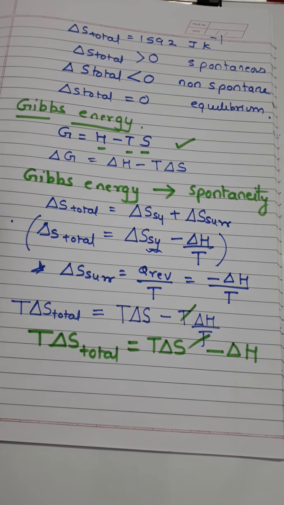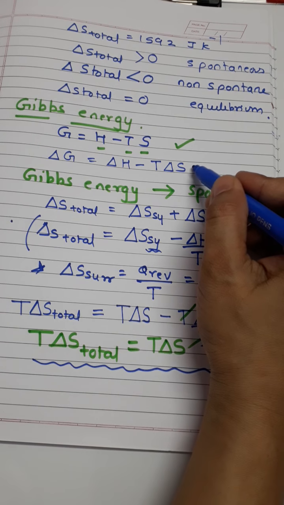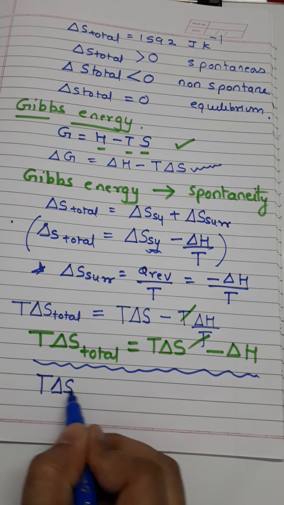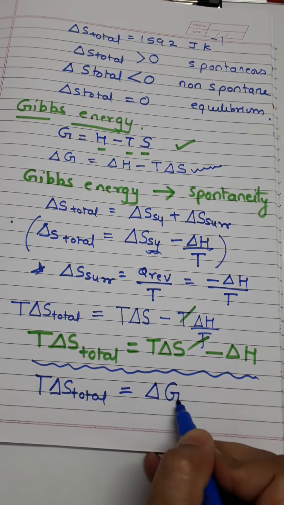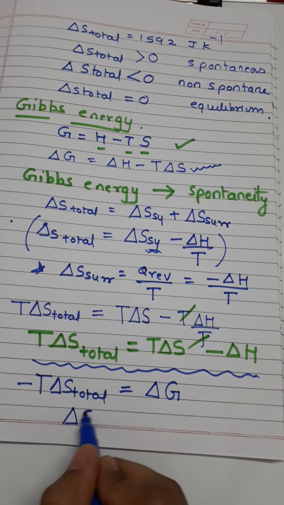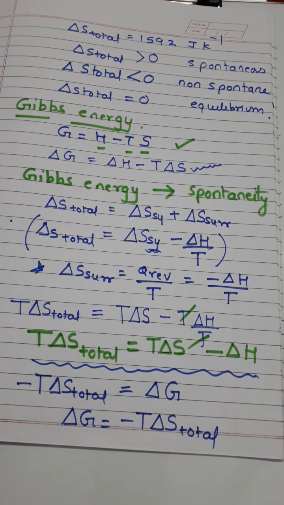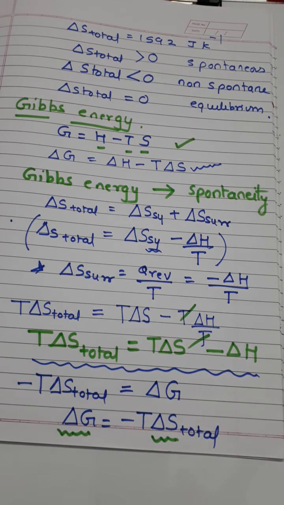Now you have to compare this expression with this particular expression. So we can write that T delta S total is equal to delta G, but the sign is reversed, so we will write a minus sign over here. So we have to remember that delta G is equal to minus T delta S total. Now it will be easy for us to predict the spontaneity of the reaction.